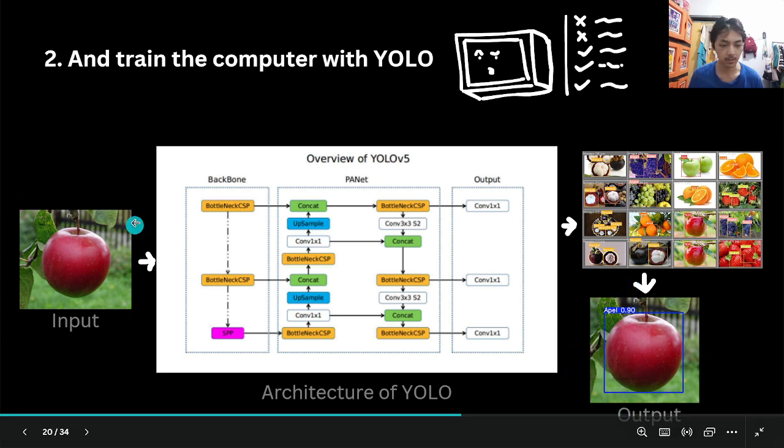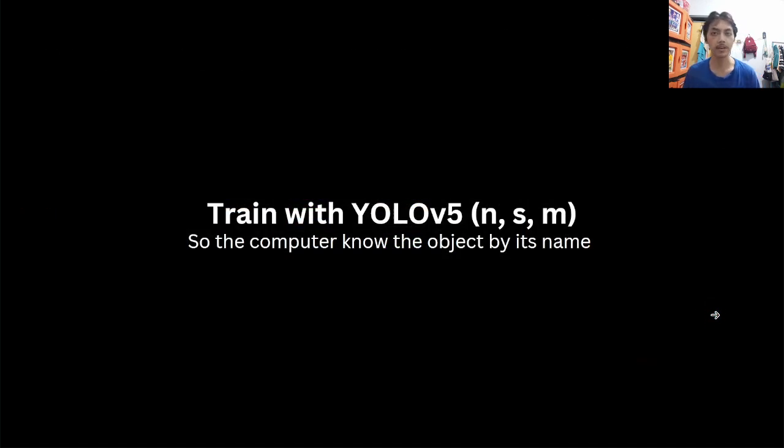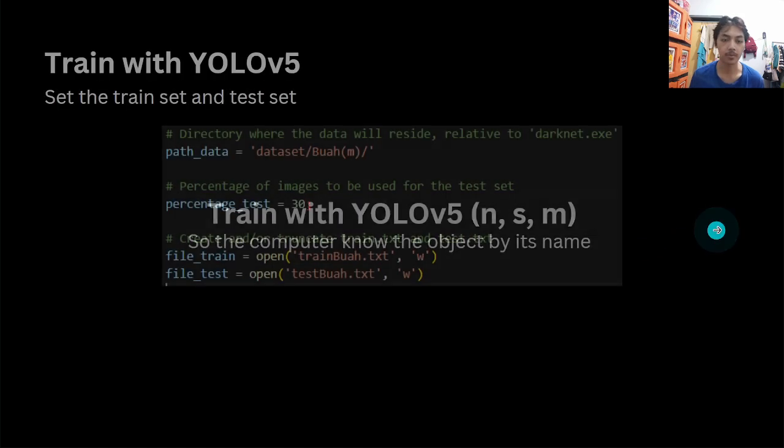From this image to this image, we can see that the computer now can identify this object as an apple with 90%. So we do the training. I train with YOLO V5 using the nano, small, and medium, three series. So the computer knows the object by its name.